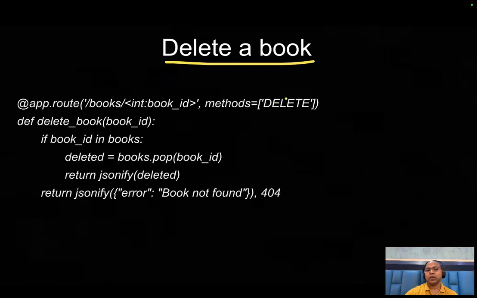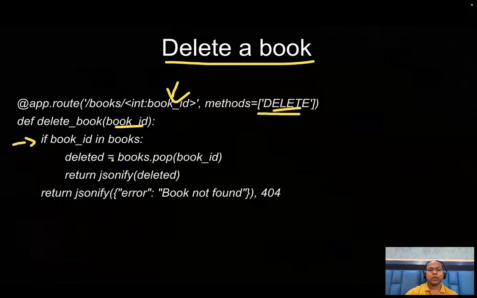Similarly, if you want to delete, just use the DELETE method. Pass the book ID, receive the book ID, check if the book ID exists. Then you can say, hey, maybe delete or pop is the option. You can pop it and return, hey, deleted item. Else, if the book ID is not found, you can say book is not found.